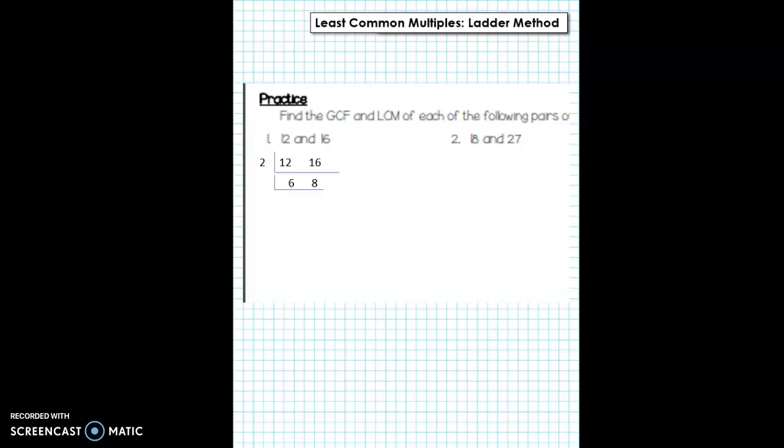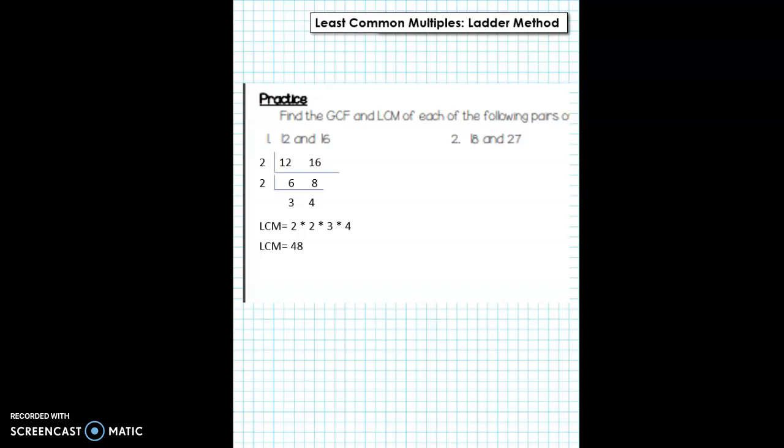Since 6 and 8 are still even, we can keep dividing by 2. 6 divided by 2 is 3. 8 divided by 2 is 4. Since 3 and 4 do not share any factors, that is where we stop. To find the least common multiple, we multiply everything on the outside of the division brackets. So 2 times 2 times 3 times 4. The least common multiple is 48.